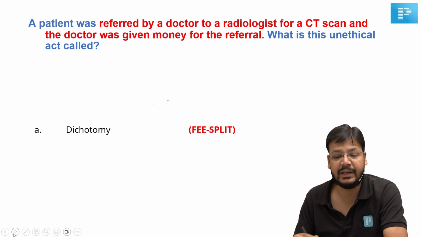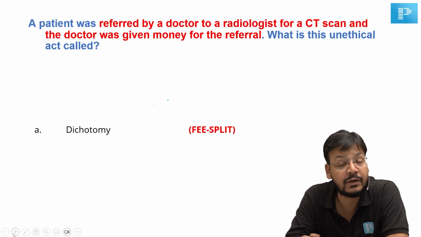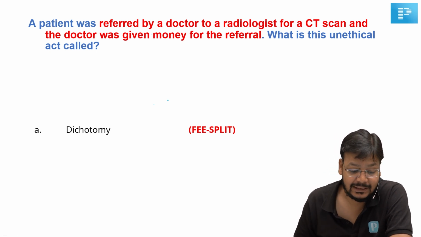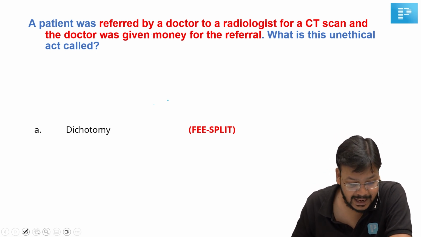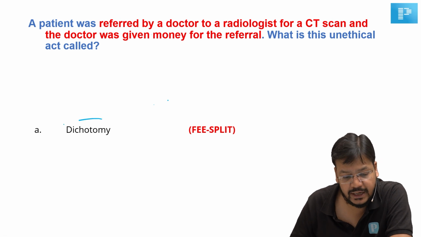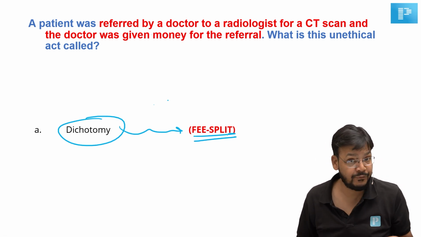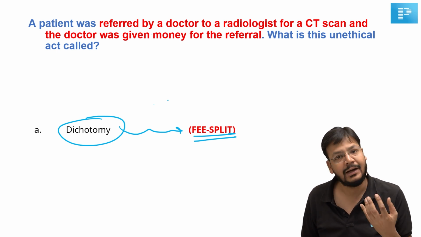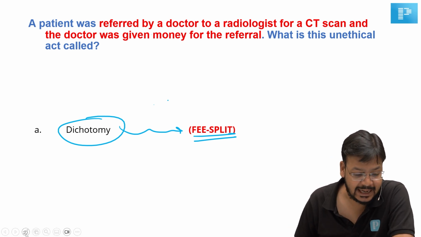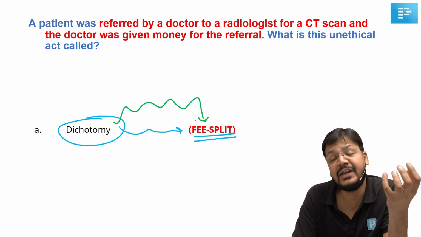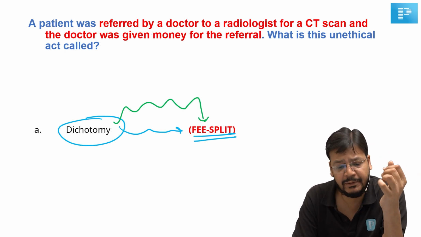Okay. A patient was referred by a doctor to a radiologist for a CT scan and the radiologist gave money for this. That is commission-khori. My dear friend, this commission-khori is known as dichotomy. That is fee splitting of the patient. So if you are giving money for referring a patient, it is dichotomy. तो दोस्तों कुल मिला के आप दलाली कर रहे हो. This dalali is known as dichotomy, a fee splitting of the patient.